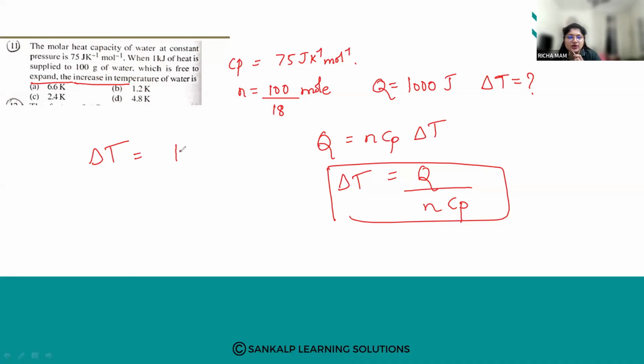So Q is equal to 1000, n is equal to 100 by 18. This will be reversed, because it is coming in the denominator. Then into Cp, which is 75. Substitute and see what will be the answer. What are you getting?